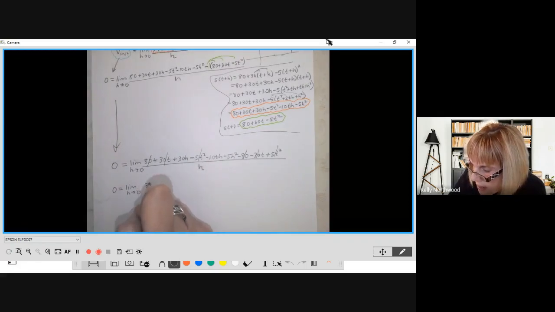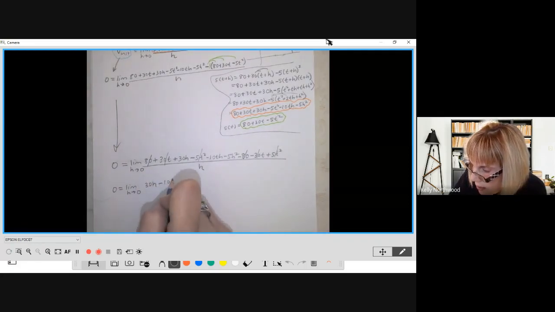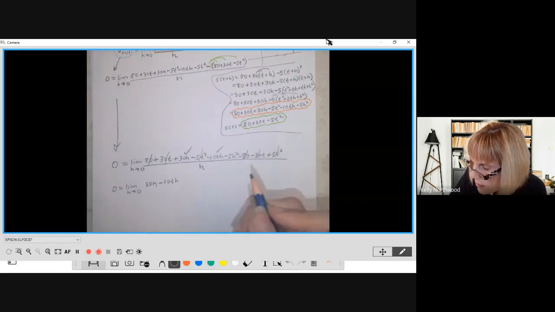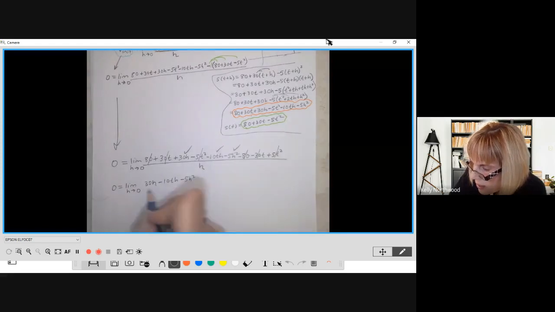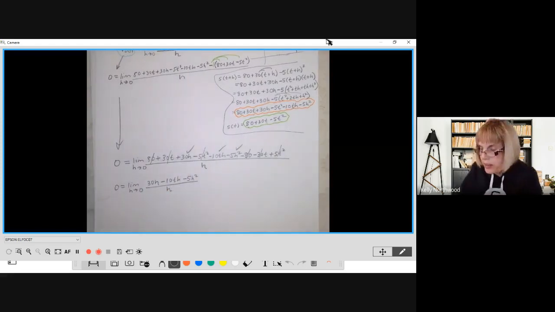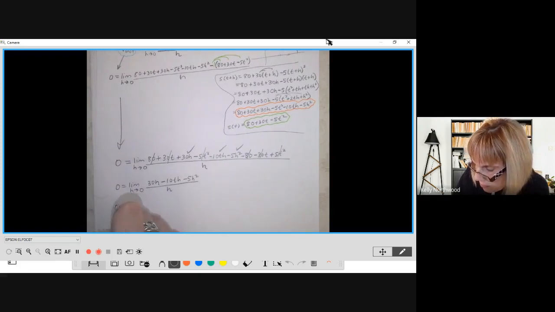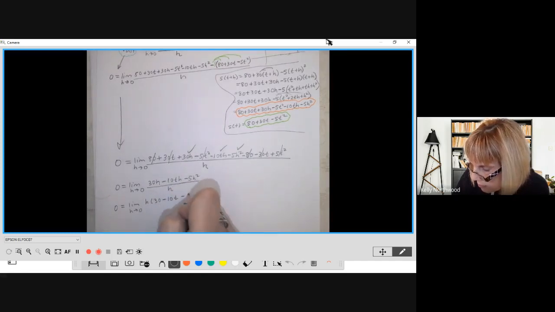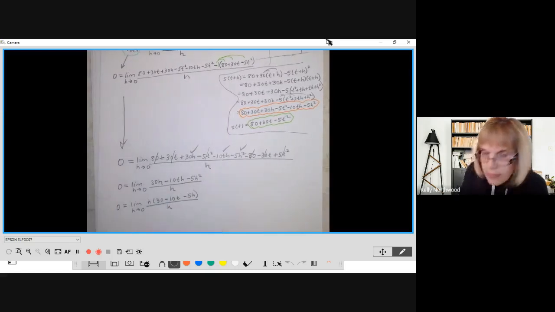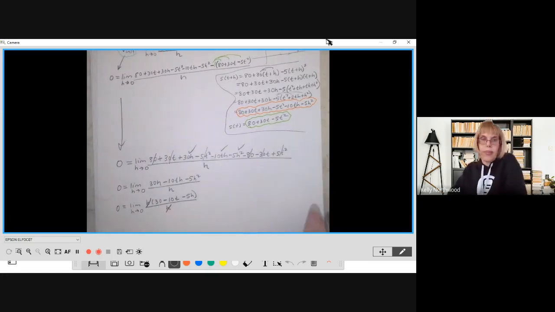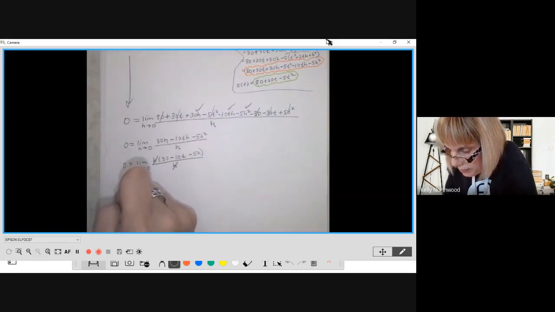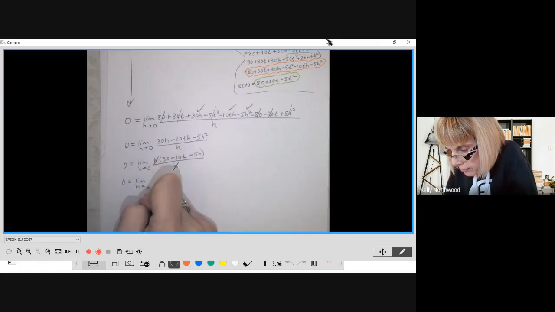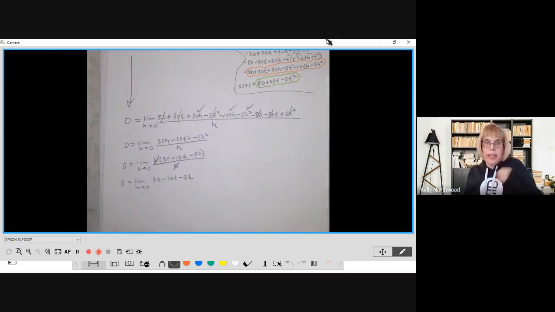So what's left? Everything that's left should have an h in it. So that's left, and that's left. So now I can common factor out an h. So I can divide out the h that's not allowing me to let h approach 0 yet. And now that my denominator is just 1, I can let h approach 0.